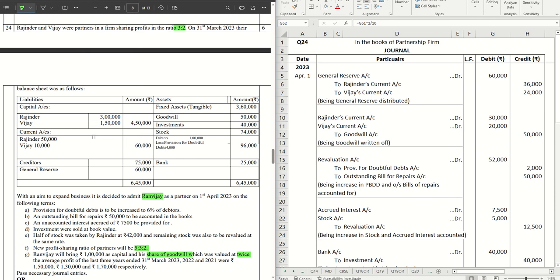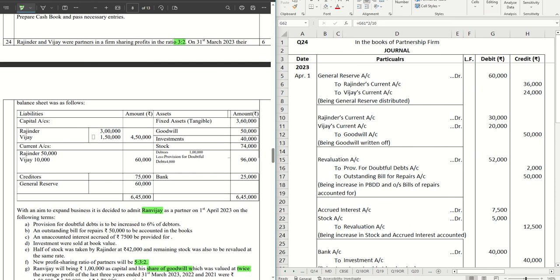We will follow the method of picking up the item as we go along and passing the journals. That makes things easier and saves time. Also, we don't have to jump around looking for information. Let's see. The first one that we have is capital accounts. Again, the balances are given. We are not preparing capital accounts here, so we don't have to do anything as of now with this.